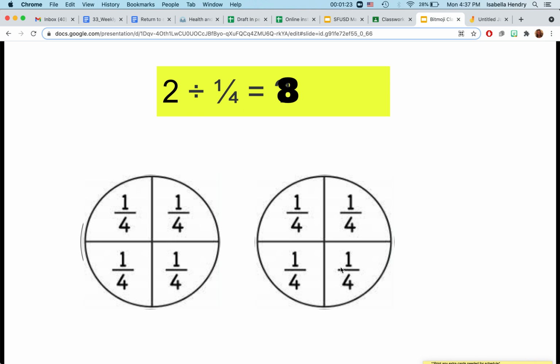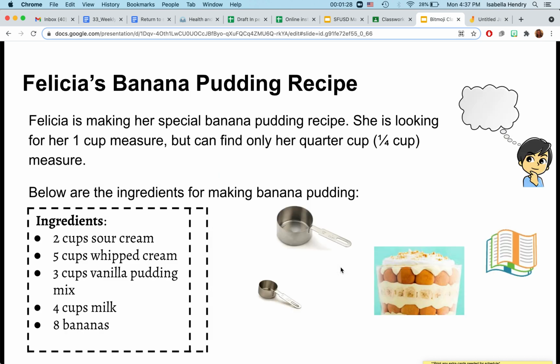Since I made that mistake, we're going to do a problem today that's really similar to make sure that we all have it straight. Today we're going to be looking at another recipe. This one's for banana pudding.